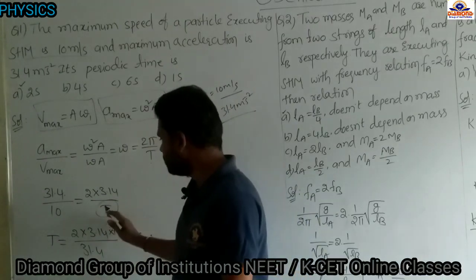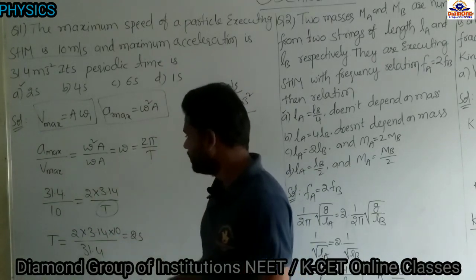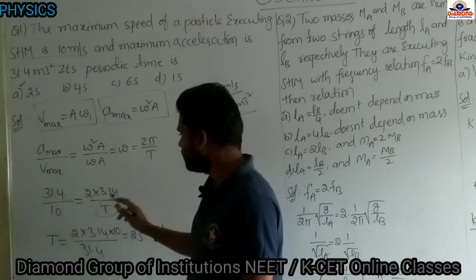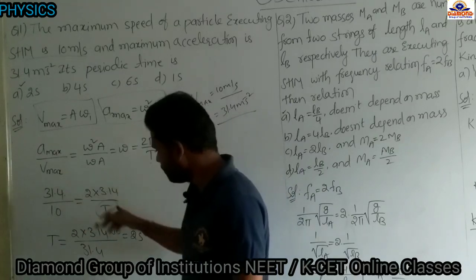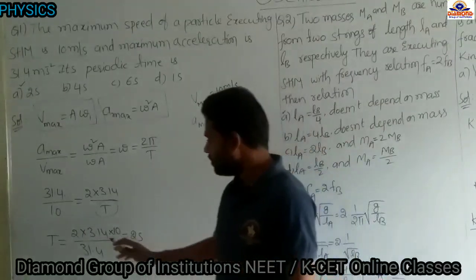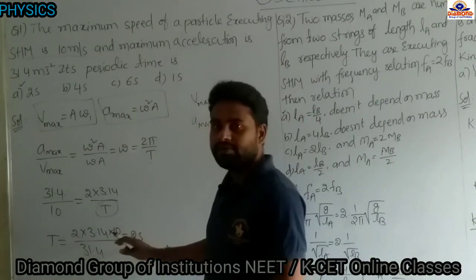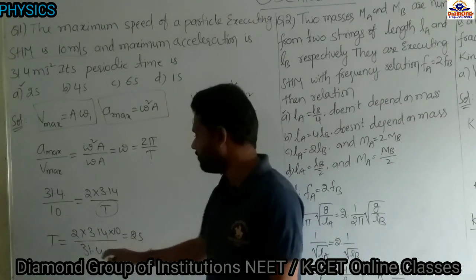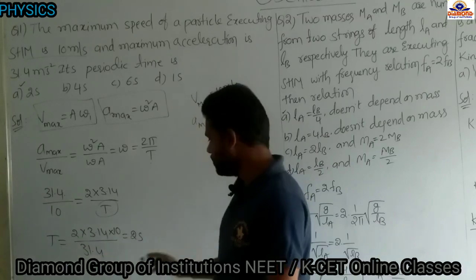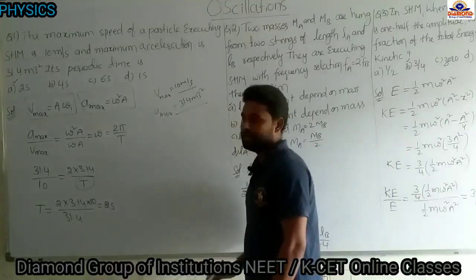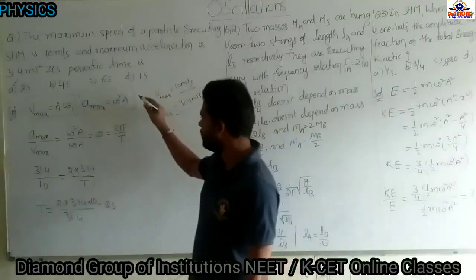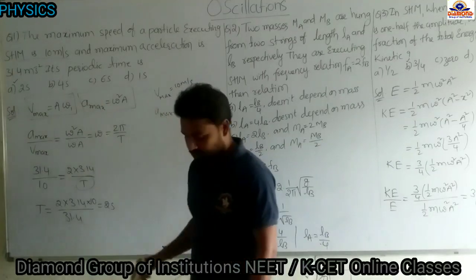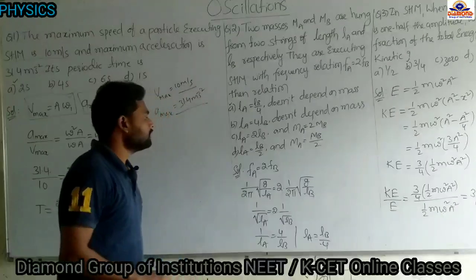So T equals, sending these terms to this side, 2 into 3.14 into 10 on the top, and 31.4 goes down. Now 3.14 into 10 is nothing but 31.4, so 31.4 is cancelled. 2 is remaining, so the time period equals 2 seconds. In this way you have to solve, and remember these two formulas. Okay, next, see the next question.